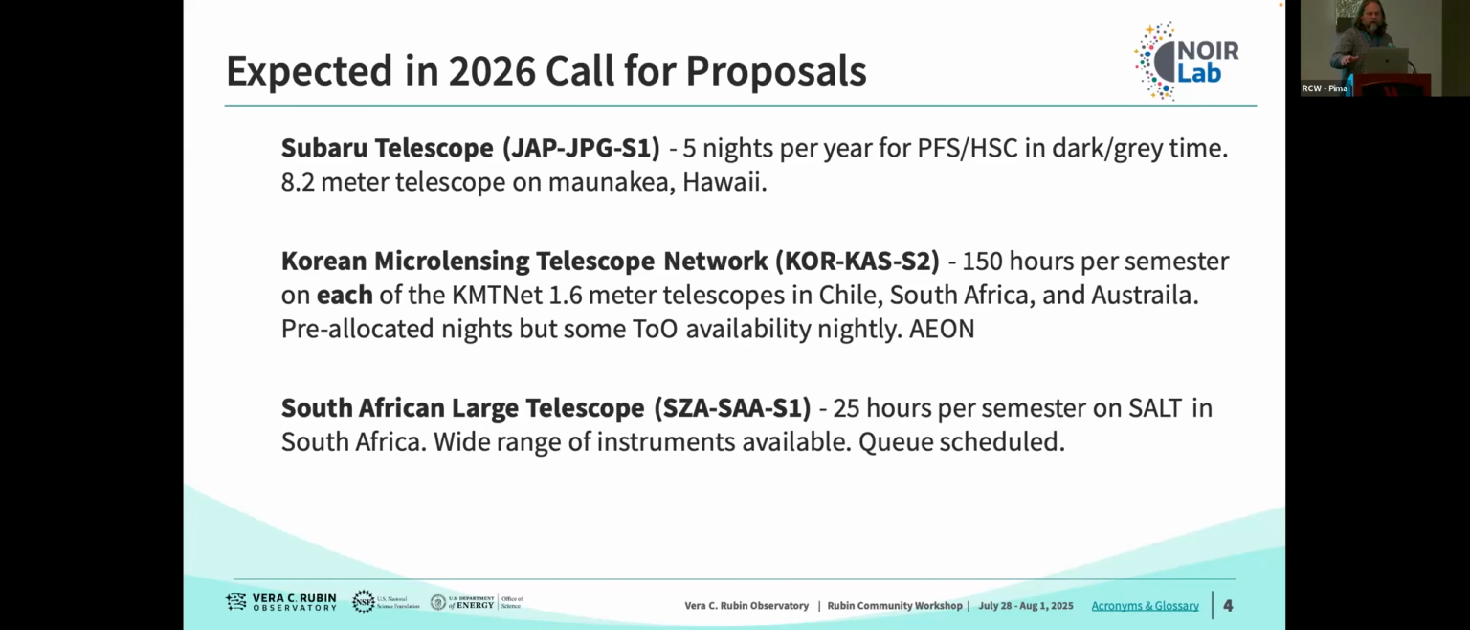That'll come up. For this group, I think the 150 hours per semester on the KMT network telescope. It's 150 hours on each, one in Chile, one in South Africa, one in Australia. These will be pre-allocated nights that can be run as AON nights, but there's also some TOO availability in the first 30 minutes and the last 30 minutes of each night. So we can run triggers daily on those. So look for more information coming on that.